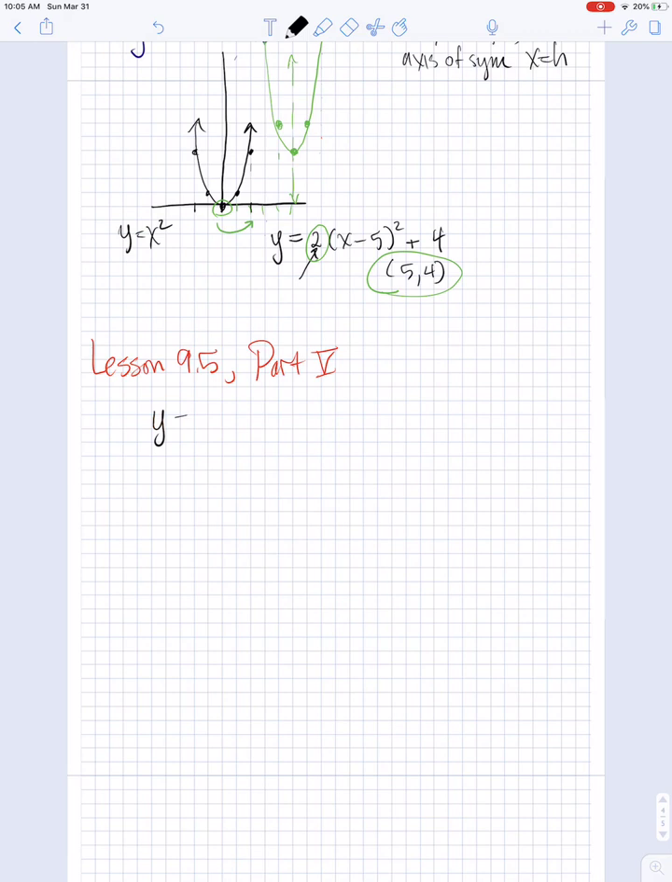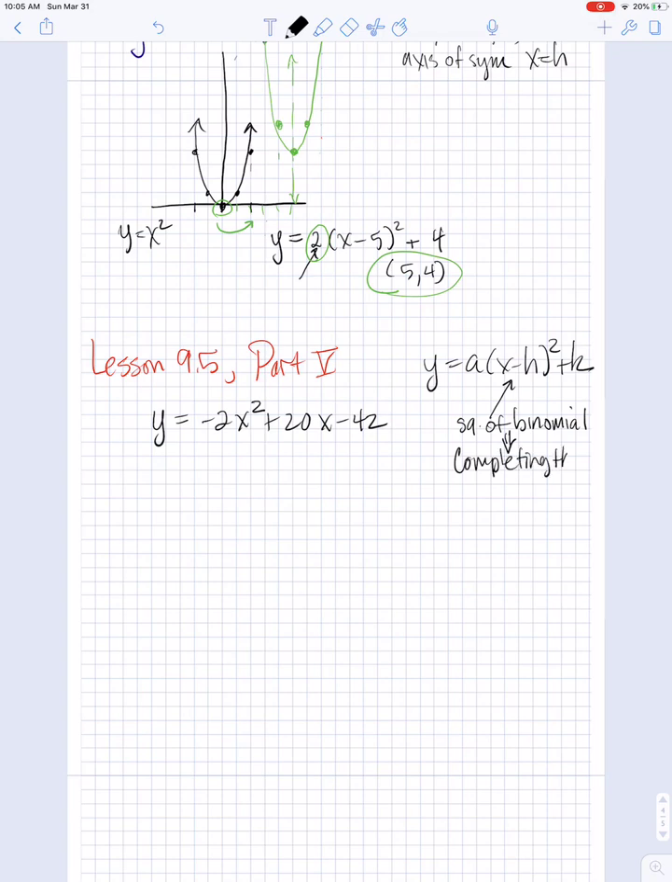So if I have this function, y equals negative 2x squared plus 20x minus 42, the question is, how can I put it into vertex form? One of the things I'm hoping that you're recognizing is, oh my goodness, we have the square of a binomial embedded into vertex form. We certainly do. So when you think of square of a binomial, I'm hoping that you're starting to make the connection with completing the square. Completing the square can help us convert something that's in standard form into vertex form.